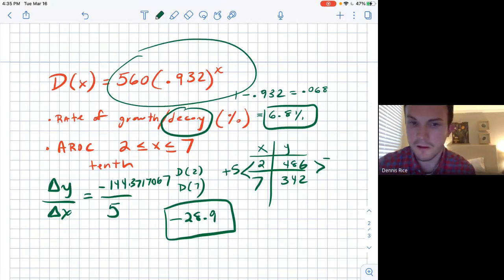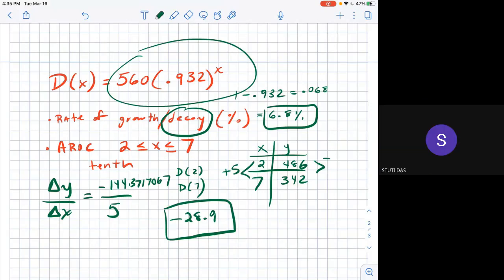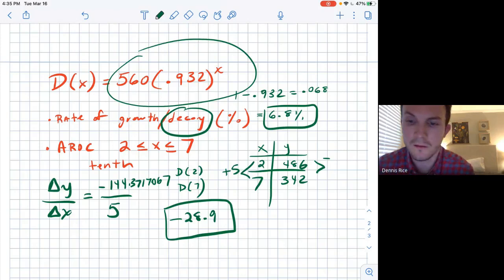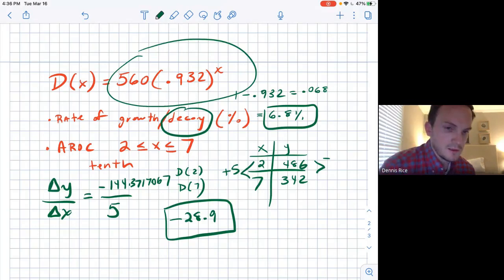Will the question tell you if you have to round to the nearest hundredth or the nearest whole number? If you have to round, they have to tell you. Okay, thank you. Other questions? Other questions?